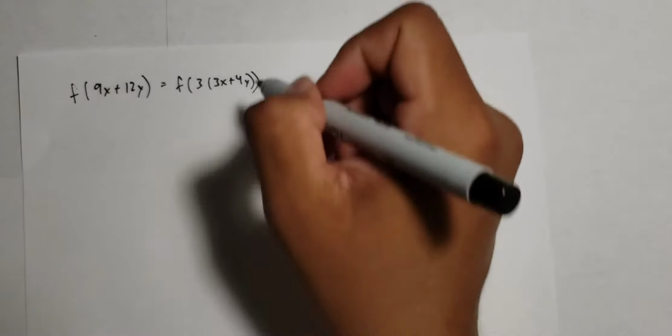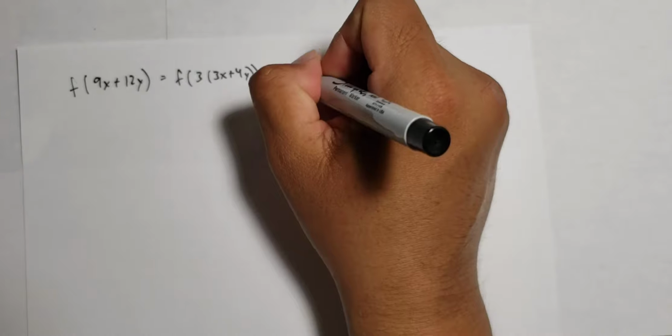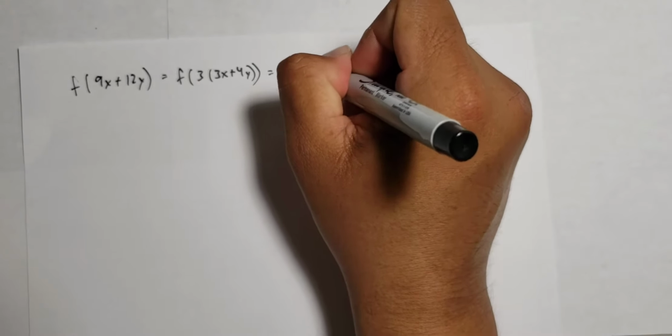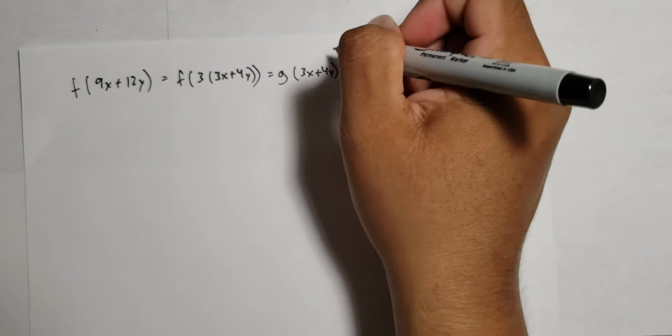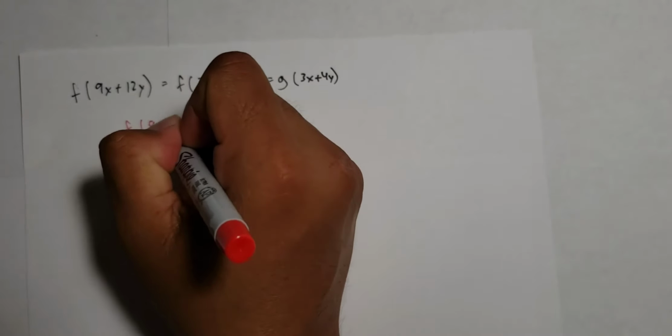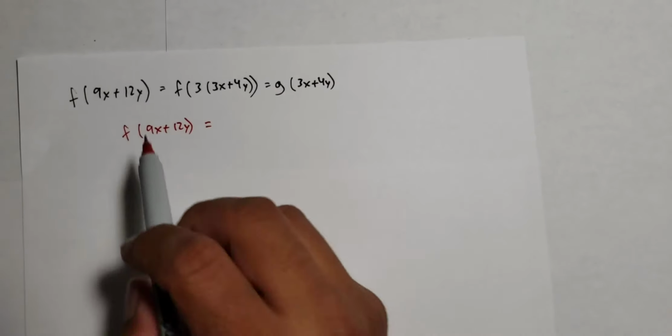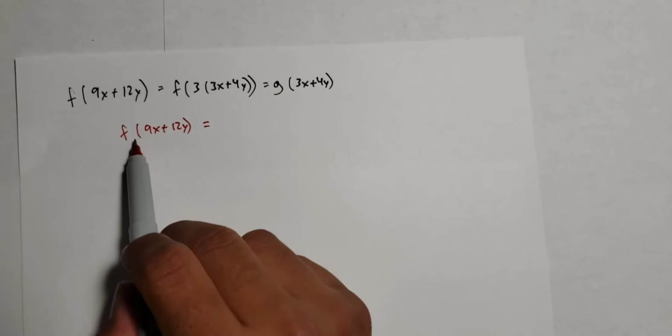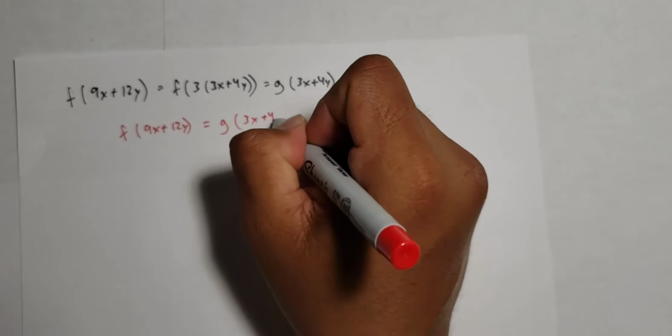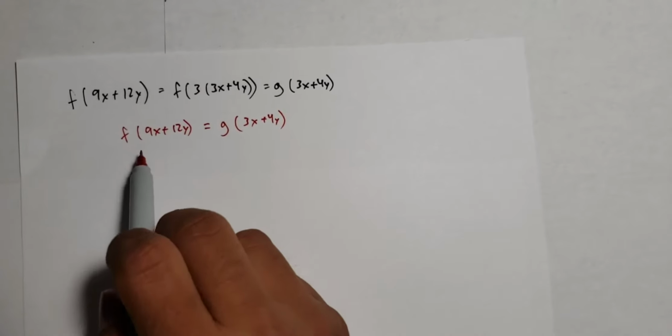And then I can say that this is equivalent to another function, so I label it g, signaling that it's a different function. And in this case, it's going to be g of 3x plus 4y. Now, I'm saying that these have equivalent value. I'm saying that f of 9x plus 12y is equivalent to another function. That means you can manipulate the original function and factor out a value, and you should get a new function that if you evaluate it at 3x plus 4y, you get the same value as f.